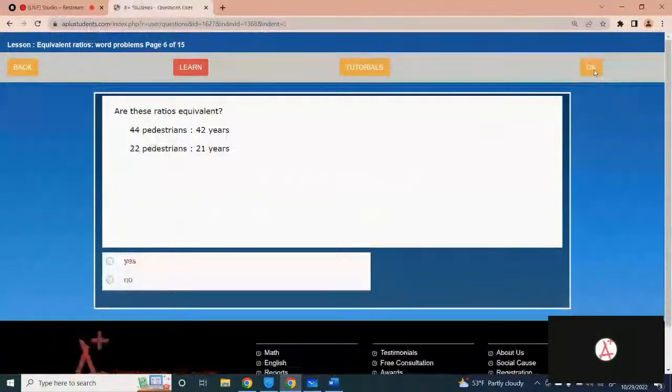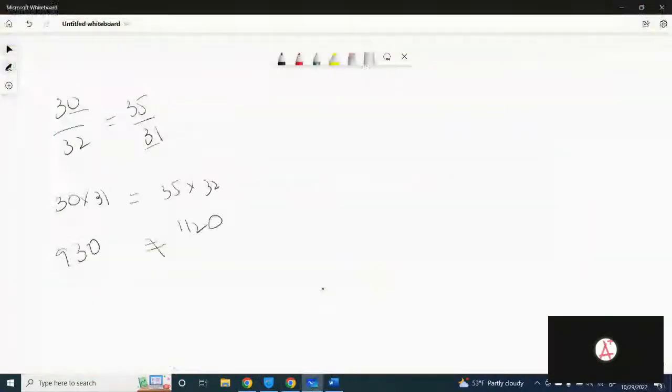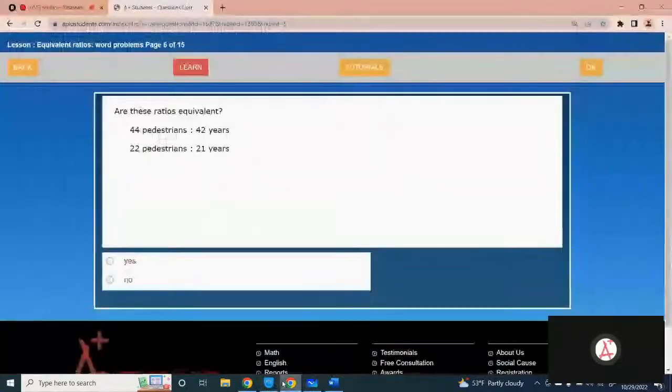Okay, the next one is, are these ratios equivalent? 44 pedestrians to 42 years and 22 pedestrians to 21 years. So just write them down in a fractional form. If you already know the answers, you can write the answers in the chat box. Your participation is highly appreciated. 44 by 42 and 22 by 21. I think, let me just confirm. 44 over 42 and 22 over 21.